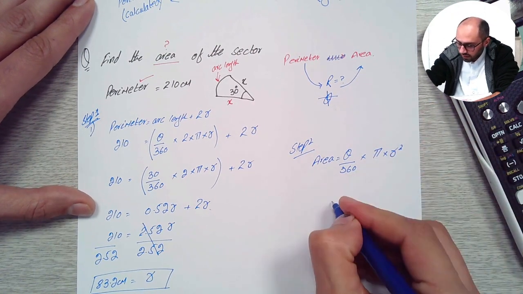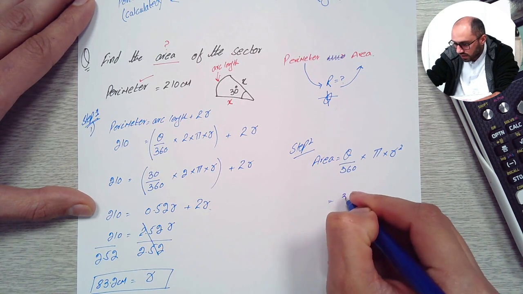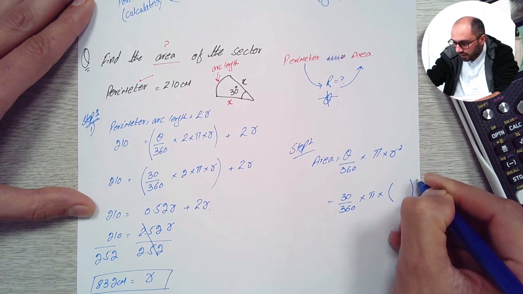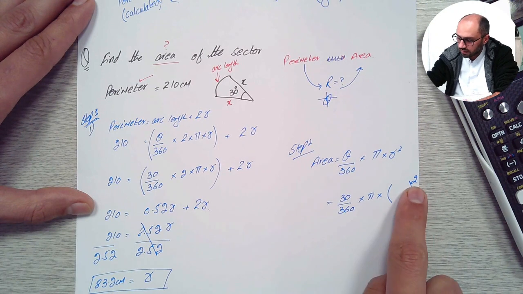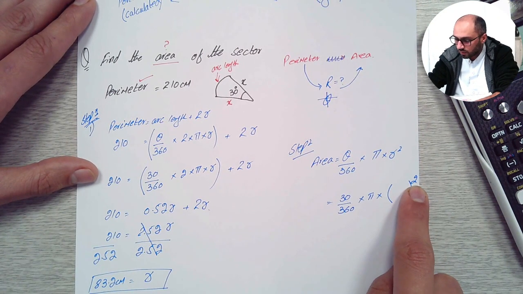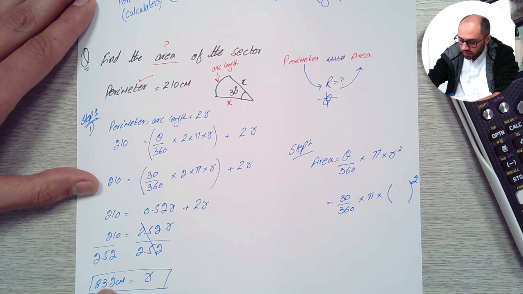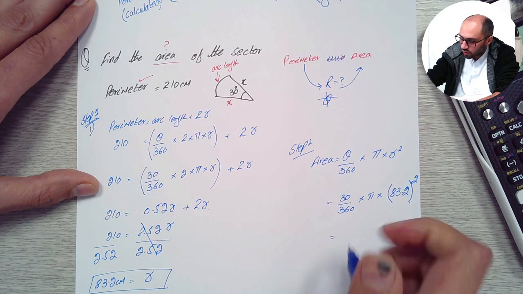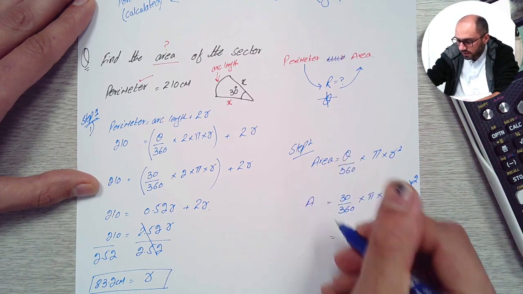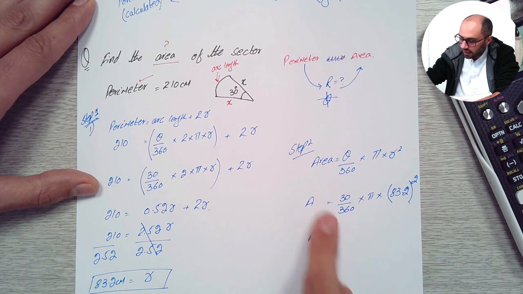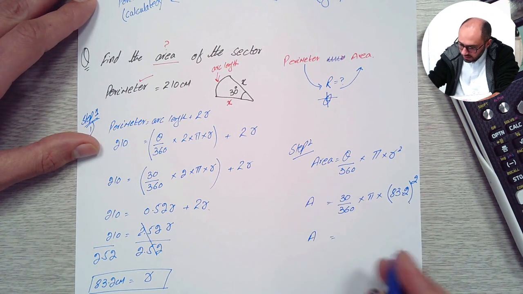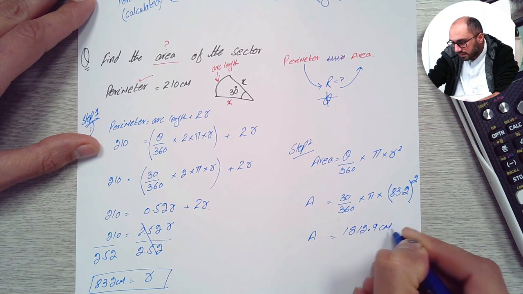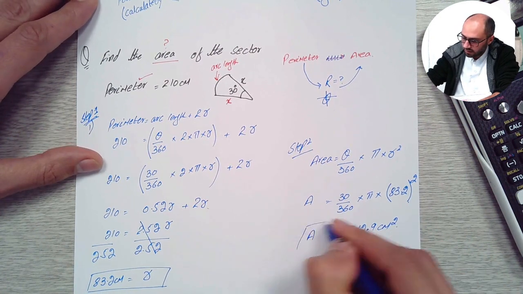Now you just have to plug in the values. The value of angle remains the same, which is 30 divided by 360 times pi times, instead of r in bracket, make sure you put this square on top, because this is a very common mistake that students make. Don't be one of those, please. You can replace this r with this value from step 1, 83.2. Now you can put all of this in your calculator, because on the left side it is A. If you plug this value in your calculator and solve it, you'll end up with A being equal to 1812.9 centimeters squared. And this is my answer.